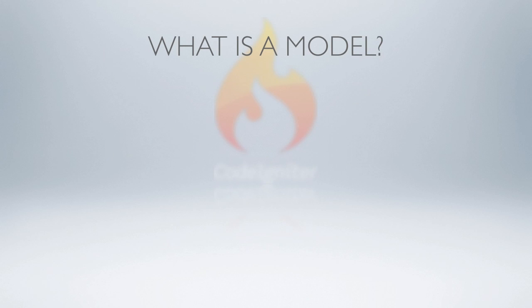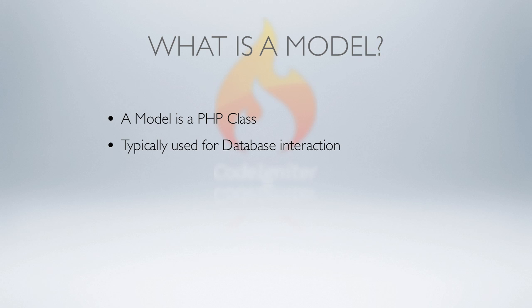What is a model? Well, a model is a PHP class that is designed to work with information in your database. For example, let's say you use CI to manage a blog. You might have a model class that contains functions to insert, update, and retrieve your blog data.